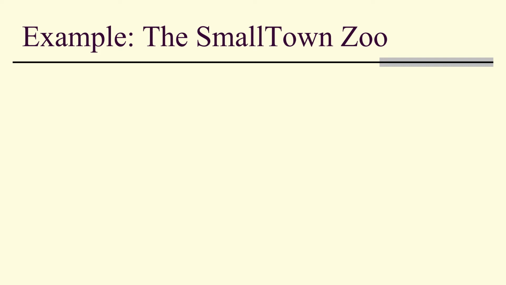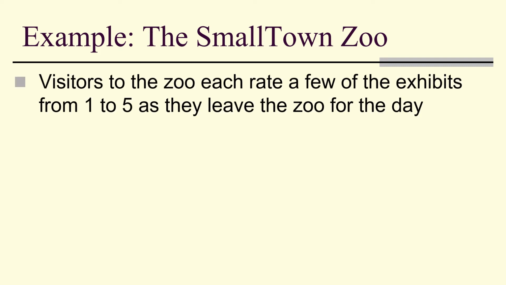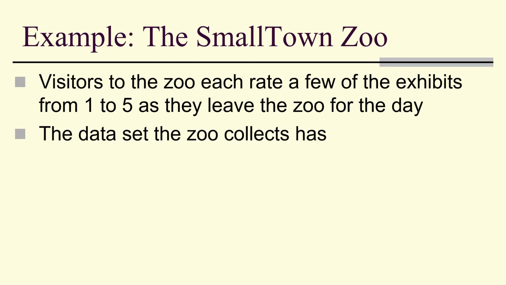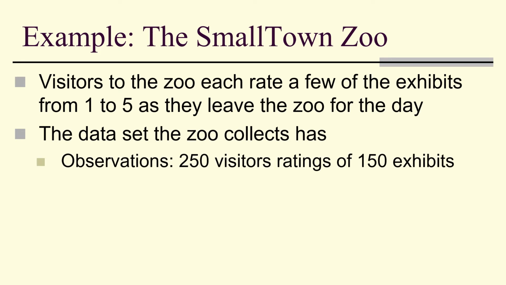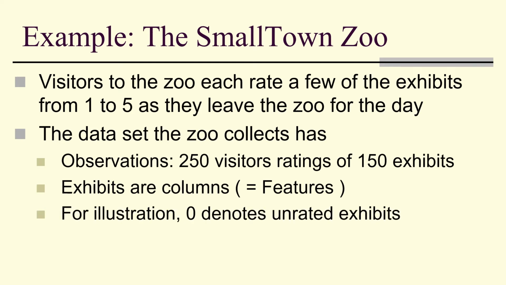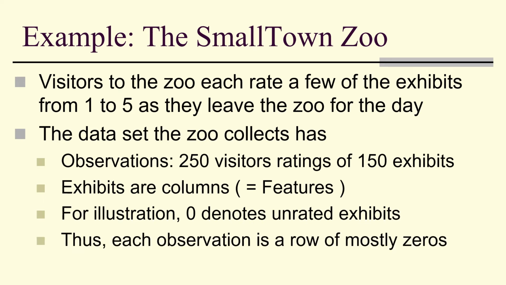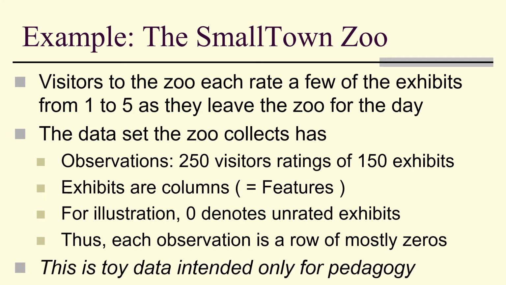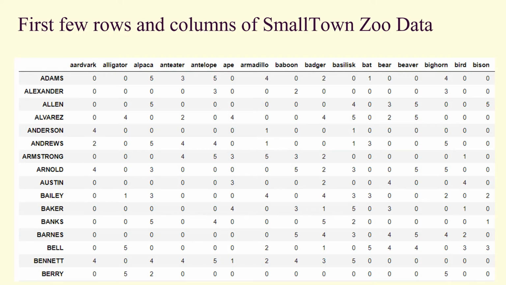For example, let's look at what's called the small town zoo. Visitors to the zoo each rate a few of the exhibits from 1 to 5 as they leave the zoo for the day. So what is the data set? Well, 250 visitors' ratings of 150 exhibits. Exhibits are columns or features. And for illustration, we're going to use 0 if an exhibit is not rated by a visitor. So each observation is a row of mostly zeros. Now this is toy data intended only for pedagogy, but this is what the data looks like.